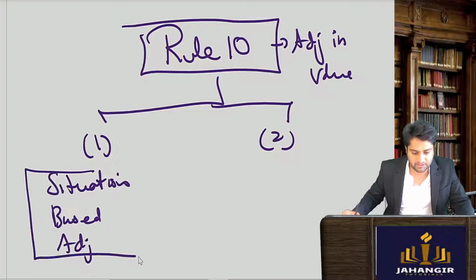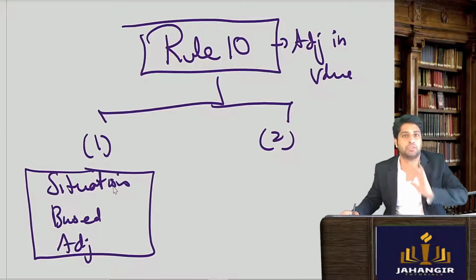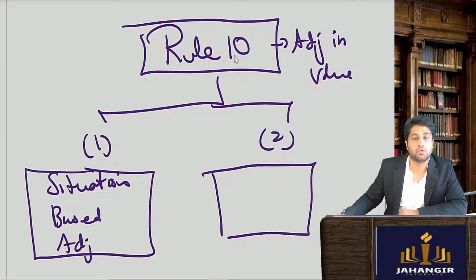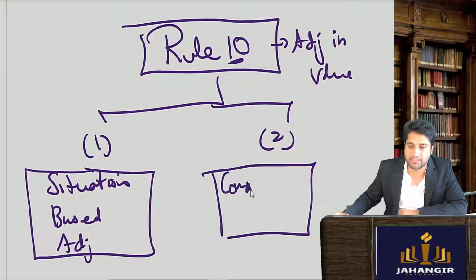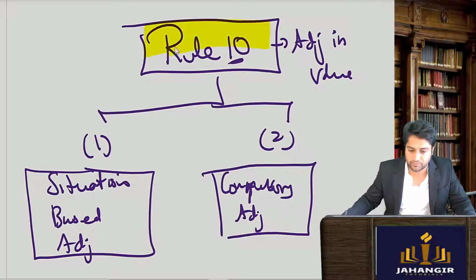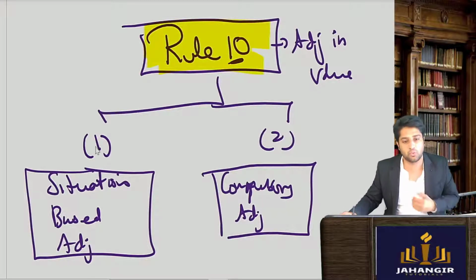Adjustments are made only when certain things happen, only then will you do these adjustments. And rule 10, subrule 2 are compulsory adjustments. It is done in every single transaction. Compulsory adjustments are done in every single transaction. So rule 10 is divided into subrule 1 and subrule 2.